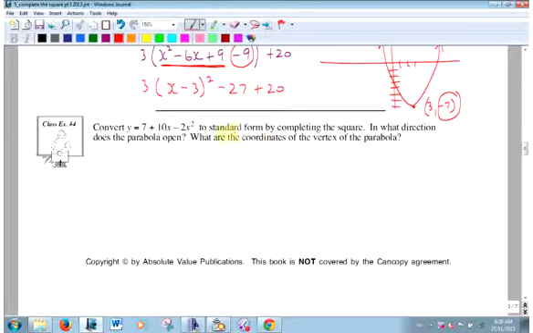Convert this to standard or vertex form. There's only one way to do this. By completing the square. Okay? And then let's just not even read the rest. You got to do this. Okay? Answer the question later.